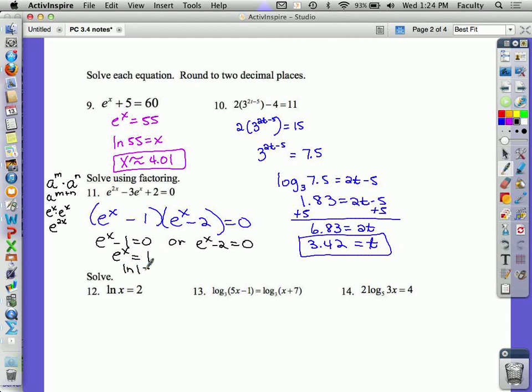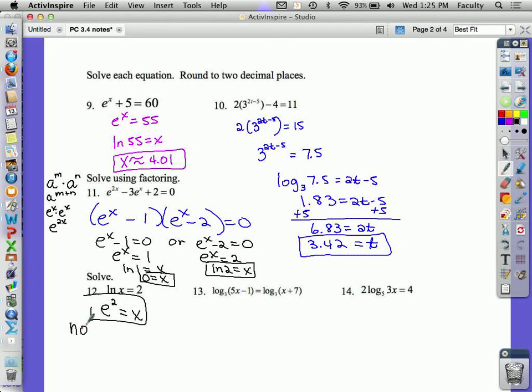So this is ln 1 equals x, but I know ln 1 is 0. e to the x equals 2, so that's ln 2 equals x. And you either leave it like that or put it in decimal form, depending on which part of a quiz or test you have. All right, number 12, ln x equals 2. I'm going to rewrite this as e to the 2 equals x, and we can just leave it like that, e squared.